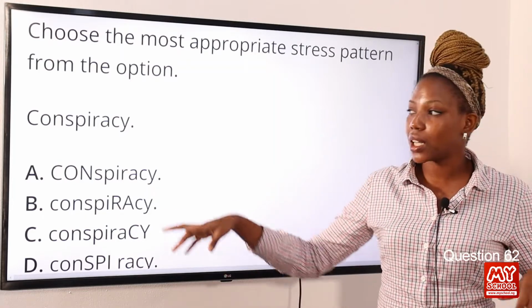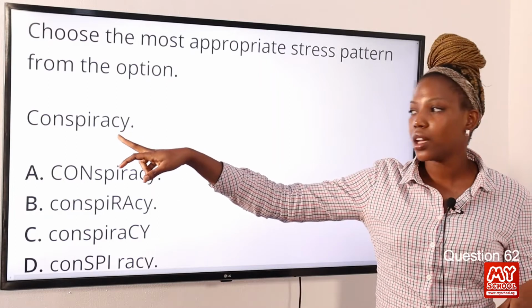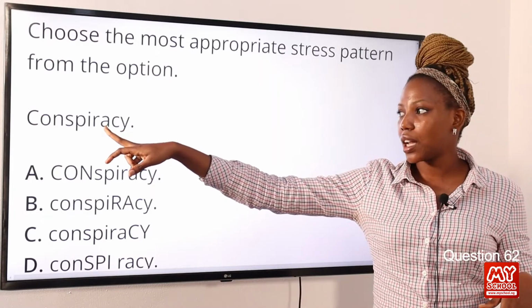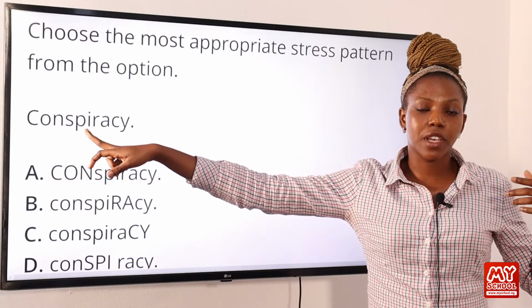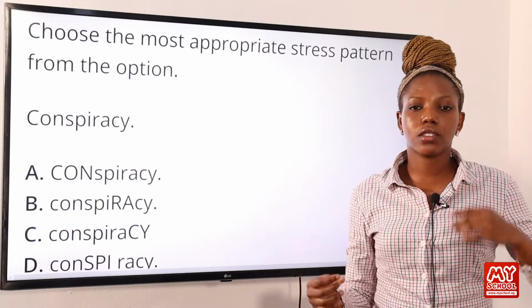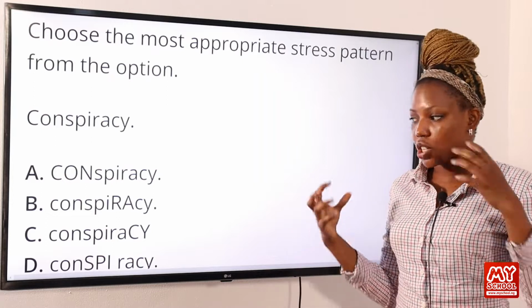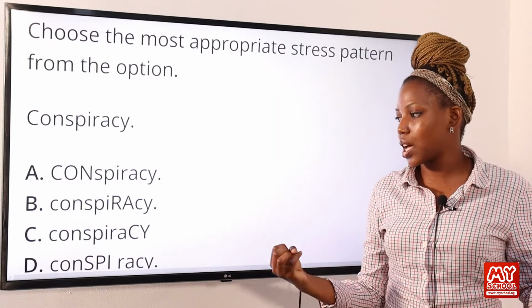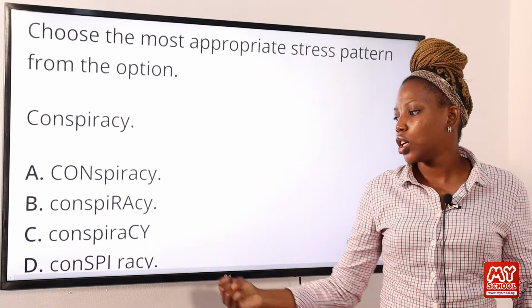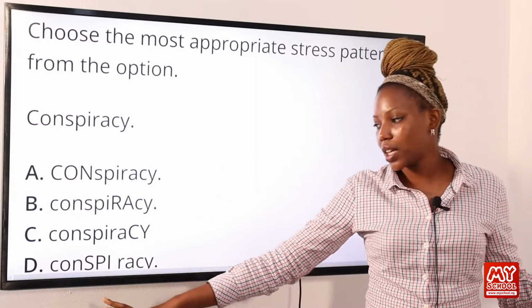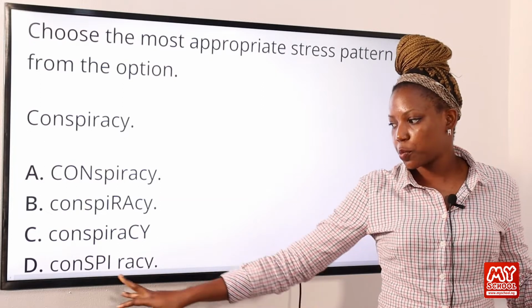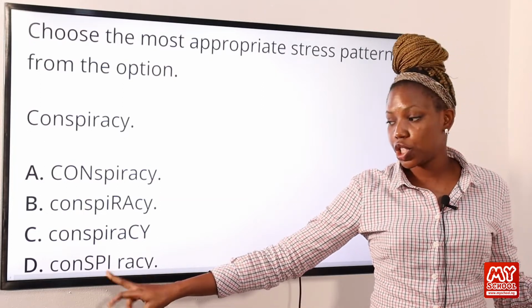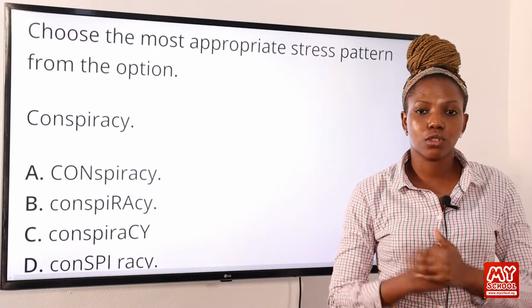And how do we count that? This is the last syllable CY, RA is the second to the last, SPI is the third to the last, so therefore SPI carries the stress. Conspiracy. And just as I have pronounced, we see that the stress is on the third to the last syllable, and we can find this in option D, conspiracy, because P has been capitalized. So option D therefore is the correct answer to this question.